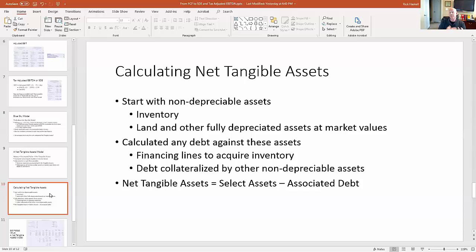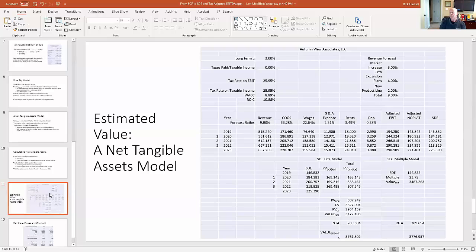So we need to think about any of the financing on that, plus then we need to think about any financing that has been collateralized with any of the other assets that we're going to consider for net tangible assets. So for example, real estate. If we have mortgages on real estate, then that mortgage is going to be a debt against which we net out against the value of the real estate to get the net tangible asset. So we're going to take the net tangible assets as being equal to select assets on the balance sheet that meet the criteria that we're discussing, minus any associated debt. And in this case, we can see some of the outcome of the net tangible assets model.